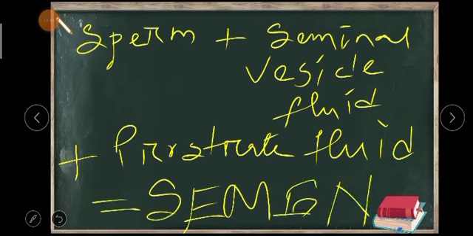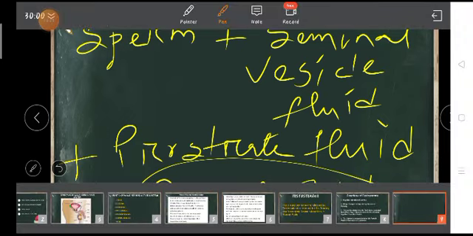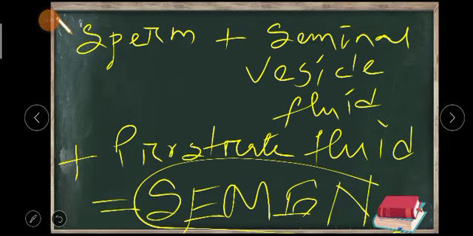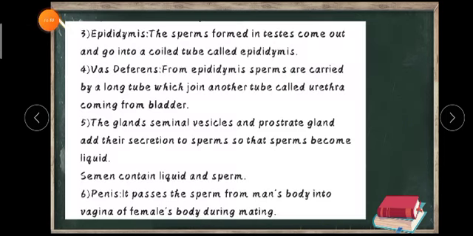This is a very important thing, all of you note it down. Semen consists of sperms plus seminal vesicle fluid plus prostate fluid. And after collecting all this fluid only, this semen becomes liquid, and in that form only it can be ejaculated from the penis. Is it clear, all of you? That's why it is told that semen always contains liquid and sperm.